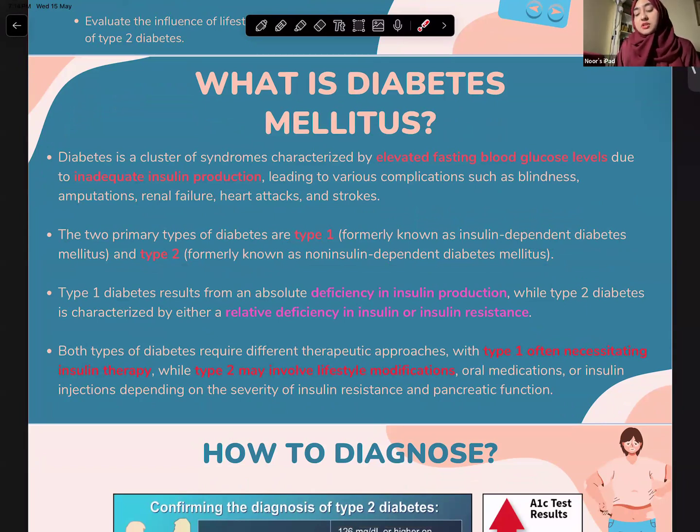Type 1 diabetes results from absolute deficiency in insulin production. So what happens in type 1 diabetes? You have your pancreas. Our pancreas has islets of Langerhans, and those islets of Langerhans have alpha cells, beta cells, delta cells. The beta cells are basically involved in the production of insulin. Now, sometimes in type 1 diabetes, our body undergoes an autoimmune reaction. Autoimmune reaction means the reaction of the body within itself, where the body itself attacks its own system.